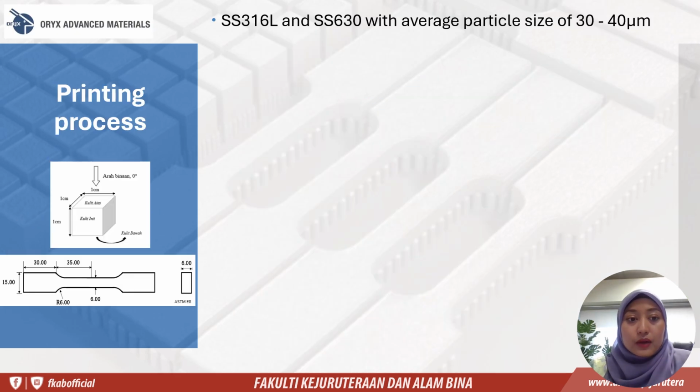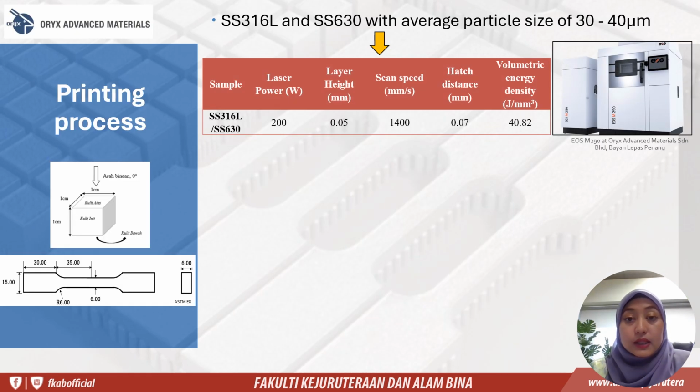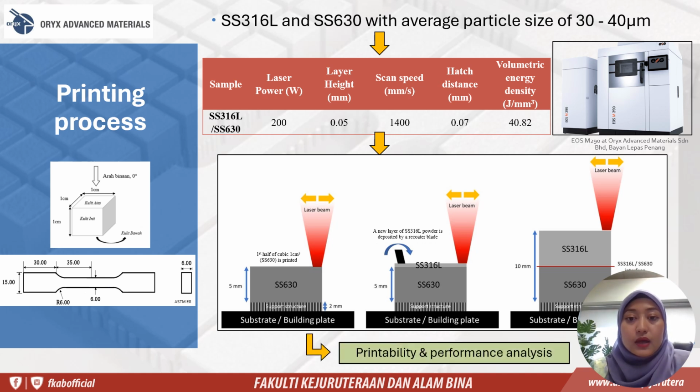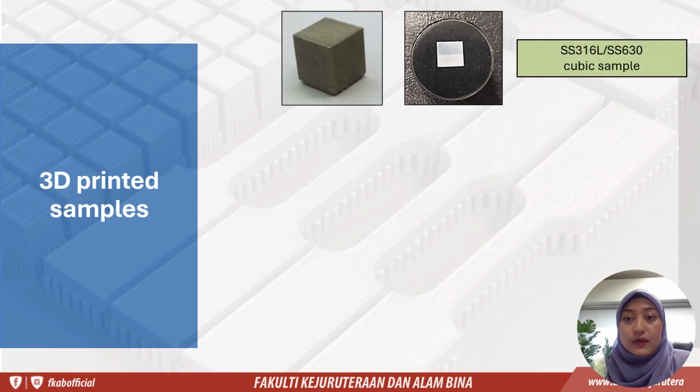The printing process consists of these processing values: laser power, layer height, scan speed, hatching distance, and bed temperature. You can see the sequence of how the printing looks. Next, we have to identify the properties. So here is the printed cubic sample. As you can see, it has a distinct color difference between the two materials.